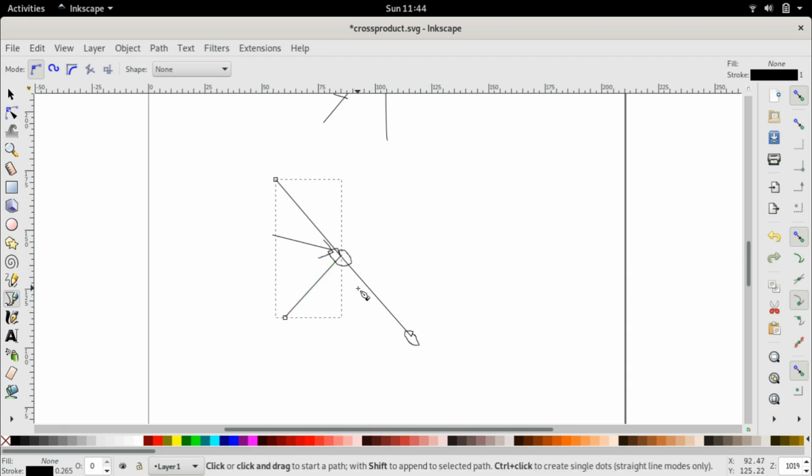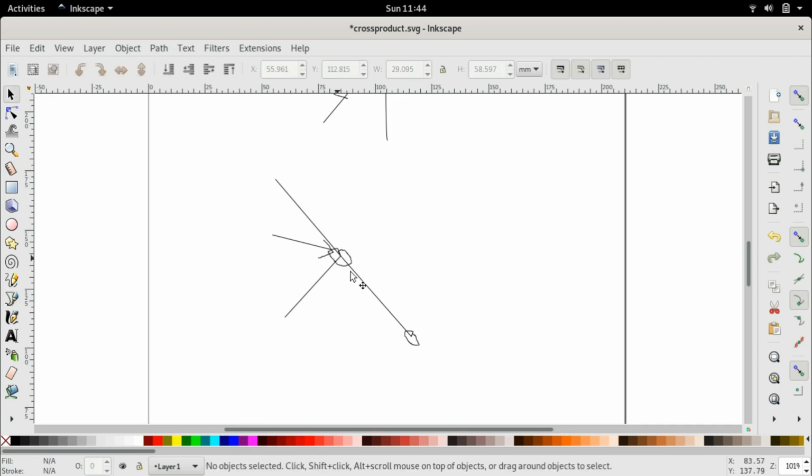So I have a rod and I'm drawing two components of the force. One is along the rod and the other is perpendicular to the rod. This force can be decomposed into two components. That is, this force can be decomposed into a component along the rod and perpendicular to the rod.